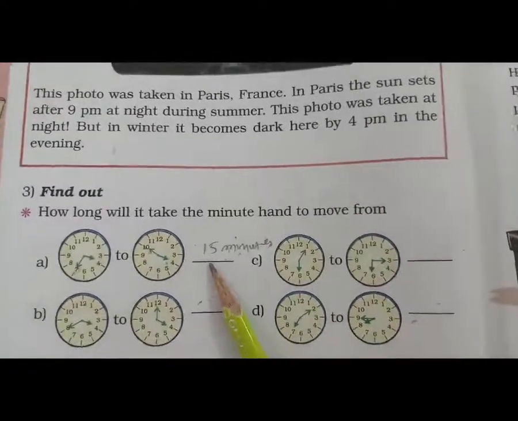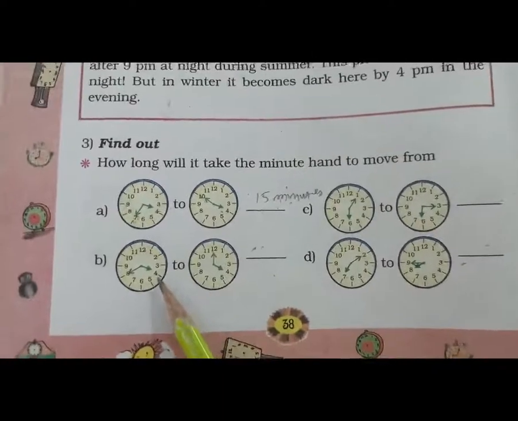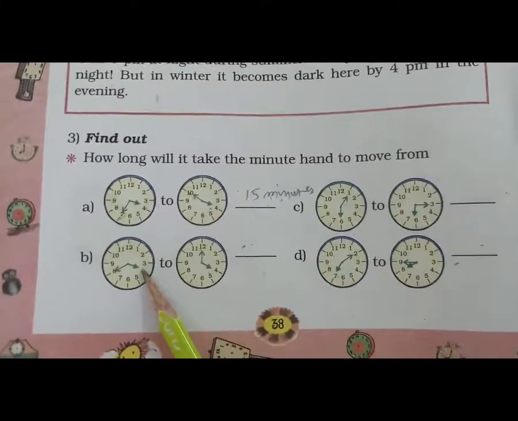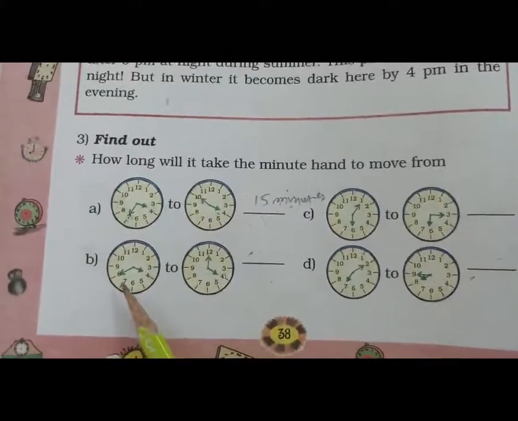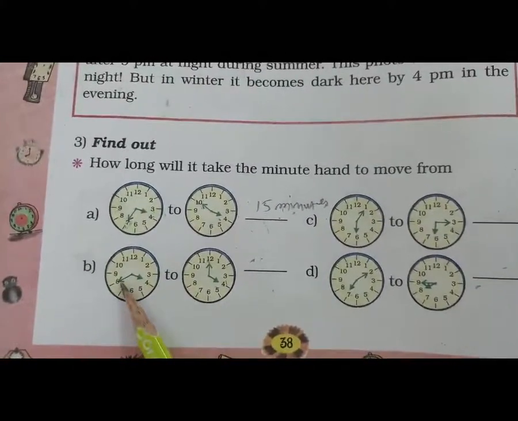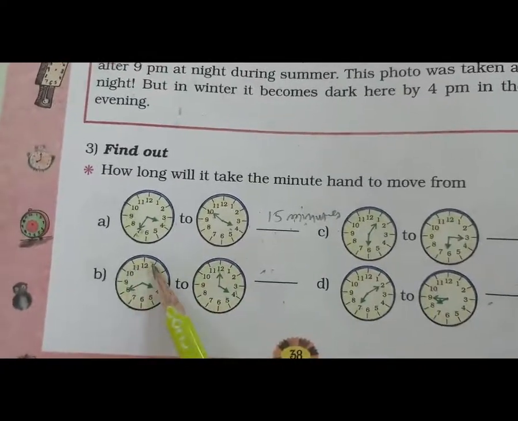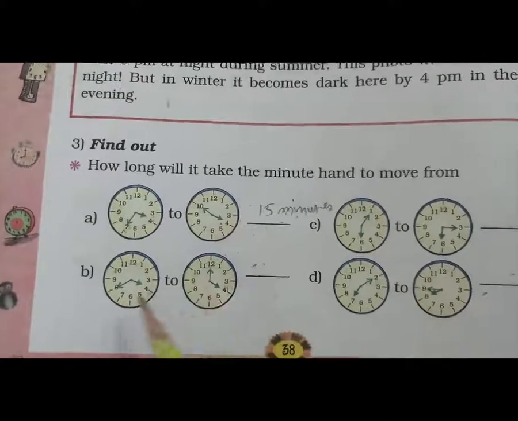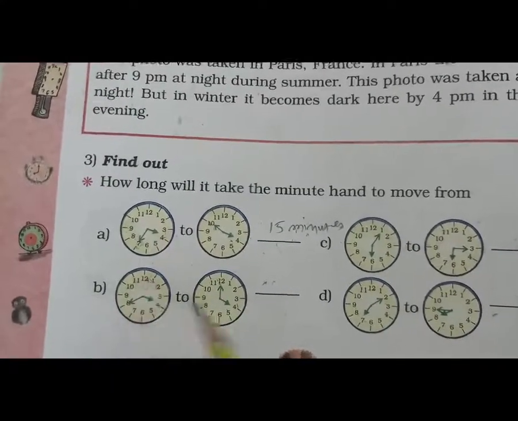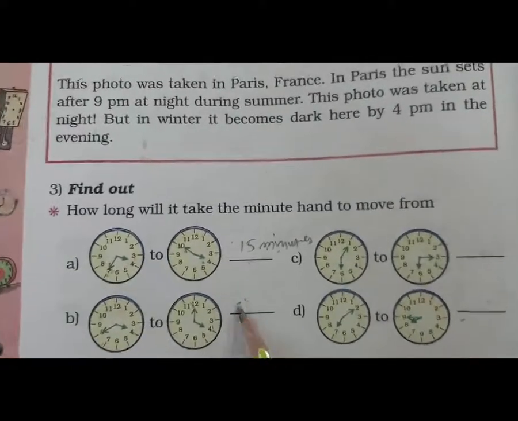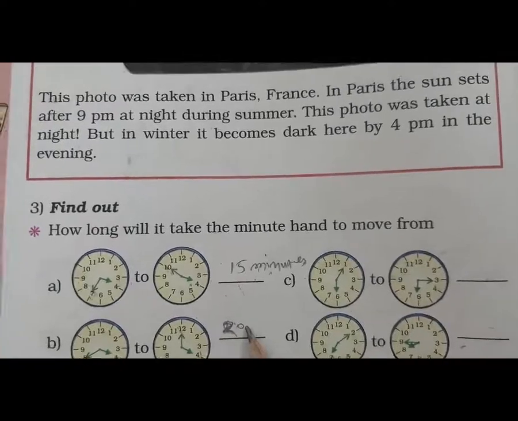So you have to write here minutes properly. In this clock, you see, the small hand is on 4. In this also. And see here, the big hand is on 8, and it's moving from here to here to here to here, to 12. Okay, so 5, 5, 5 and 5. 20 minutes. You have to write here 20 minutes.